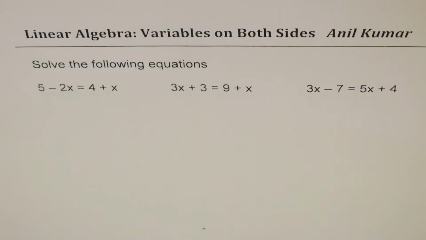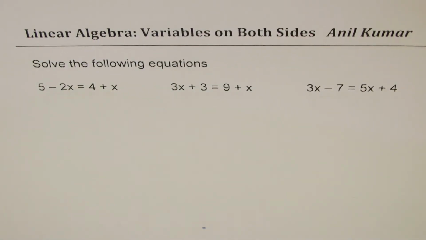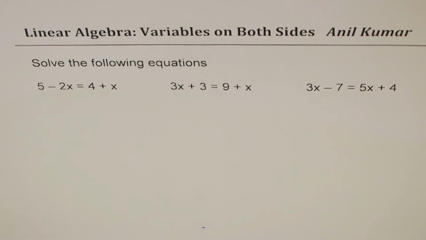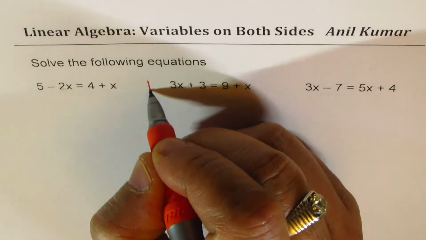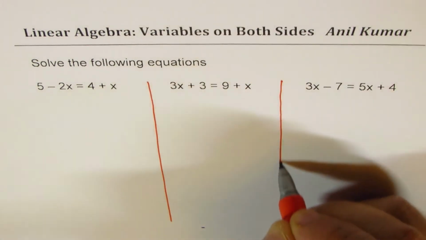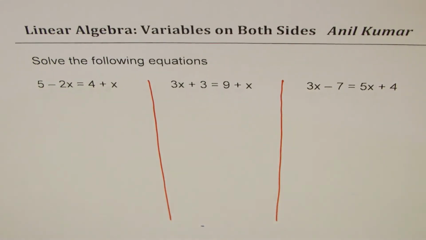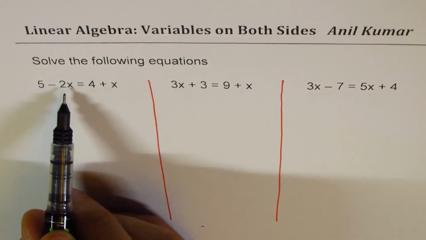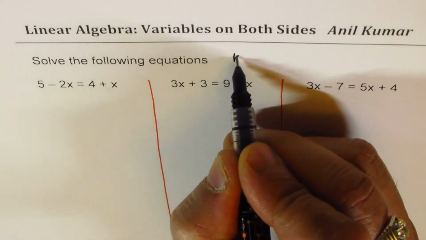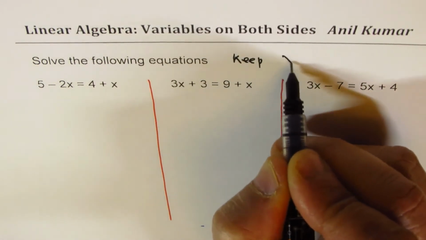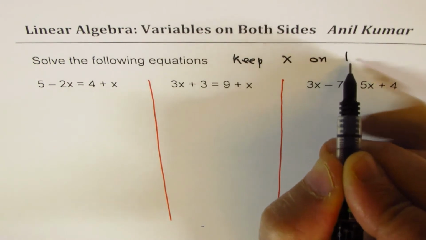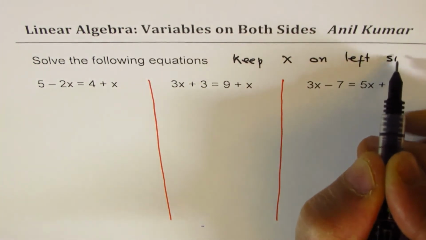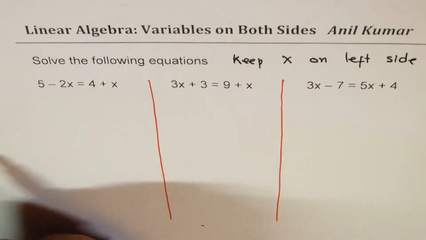Now onwards, I'm going to use a slightly different strategy to solve the equations. We again have 3 equations this time. And now I'm not going to subtract both sides or divide both sides, but we'll kind of do a shortcut. So we want to keep x on the left side. Okay, so let's keep x on the left side of the equation, I mean.